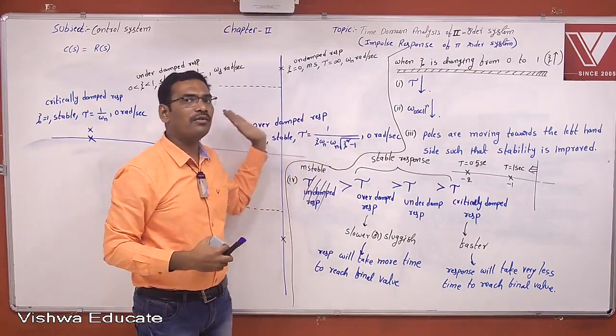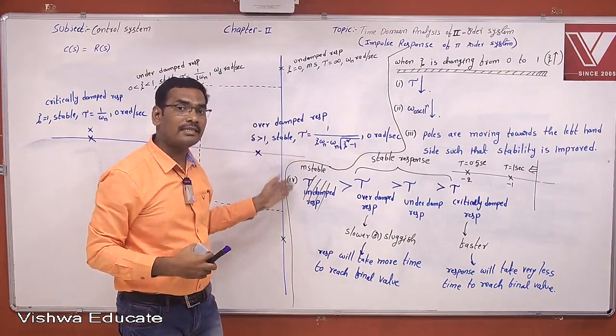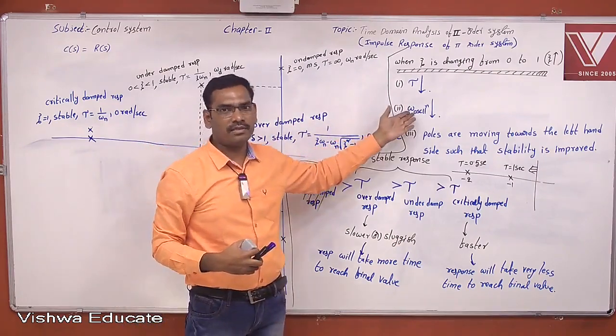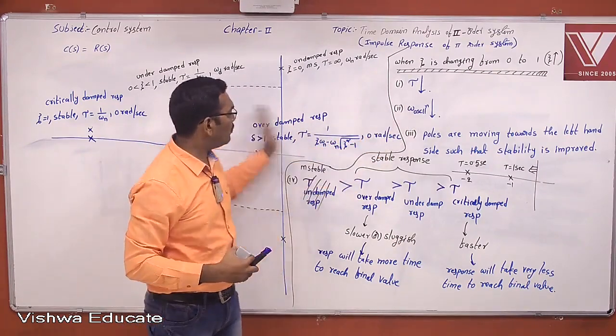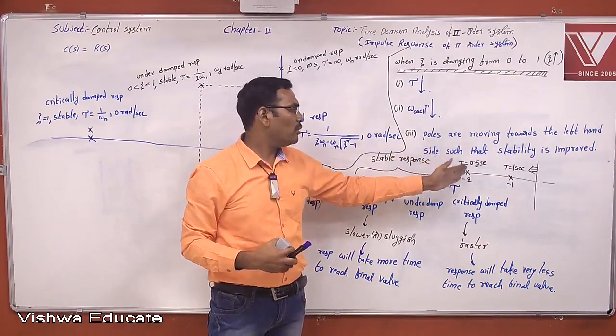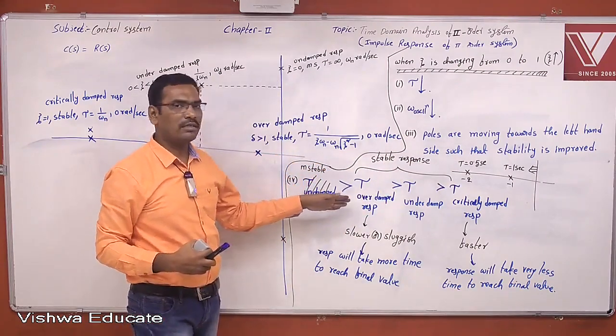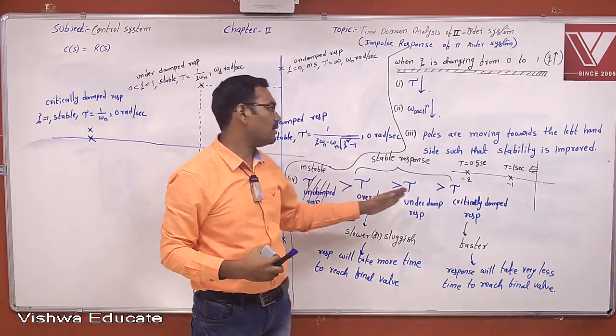because poles are moving towards the left hand side, away from the imaginary axis, and the frequency of oscillations decreases. Poles are moving towards the left hand side, therefore system stability is improved. And when the pole is away from the origin, the time constant is less. Nearer to the origin, the time constant is more. This is the order of the time constant.